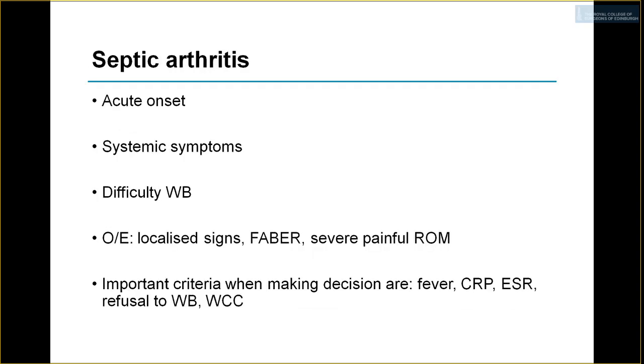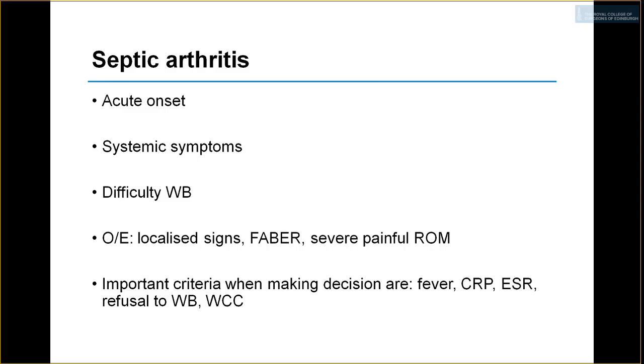The other differential diagnosis that we'd like to draw attention to is septic arthritis, and these usually have an acute onset because of the nature of it. So a patient typically presents with systemic symptoms, tachycardia, pyrexia. They may have hypotension, they could be in shock, and it could be a life-threatening condition. So it's important to diagnose those early and be able to treat them.